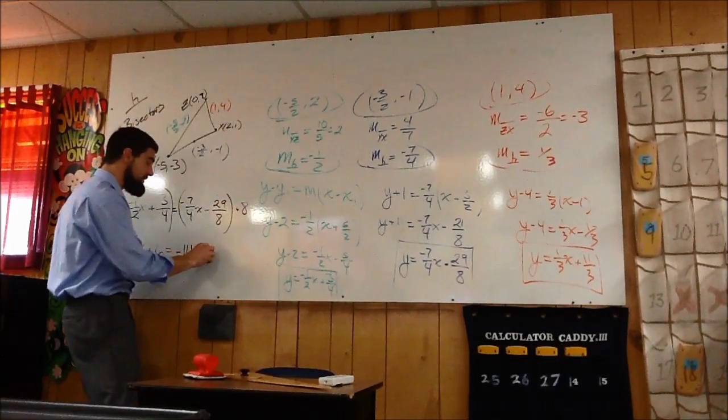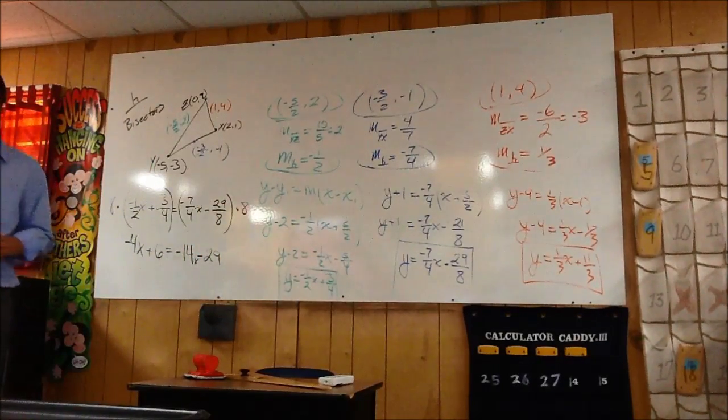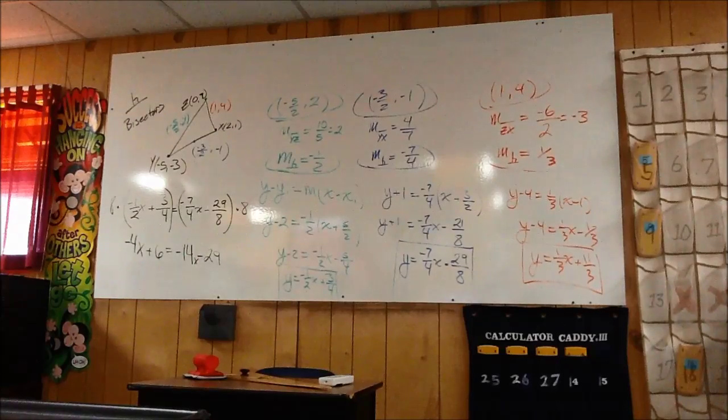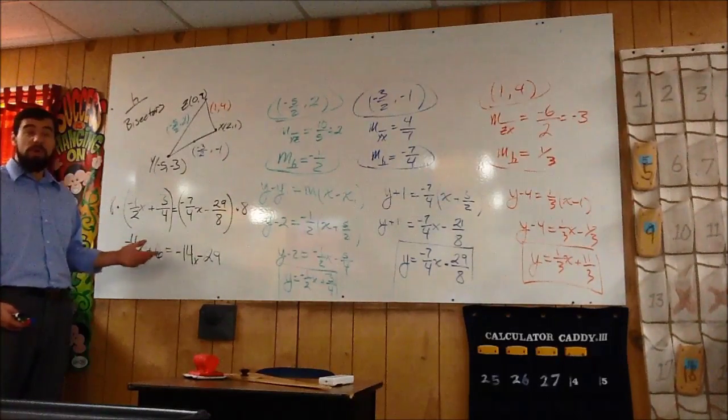the 8's just cancel, so this is negative 29. Oops, I forgot my x, I'm at negative 14. So someone please check this for me. You're looking good? Alright. So now we've got an equation with 4 terms.